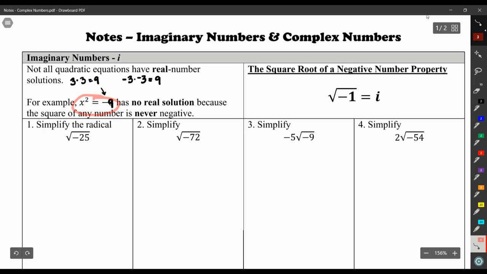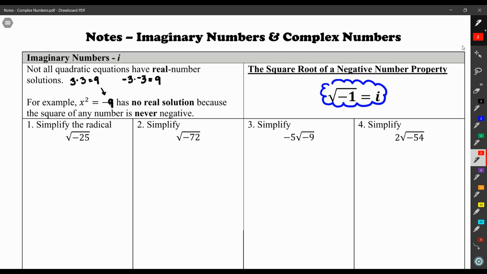It does, however, have an imaginary solution. And so the imaginary number, the imaginary component i, comes from taking the square root of negative 1. And so here is the definition of i. What happens is this comes up when you have square roots of negative numbers.